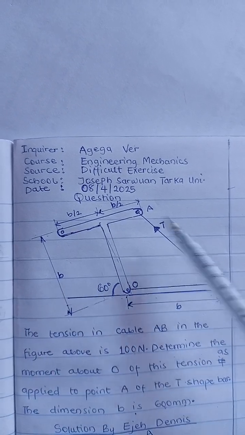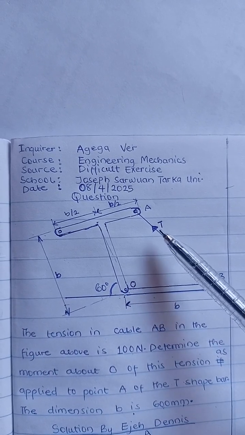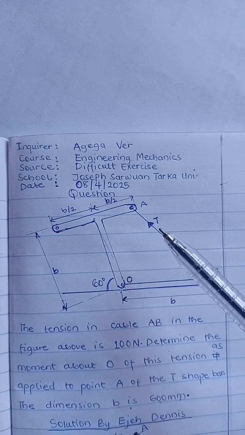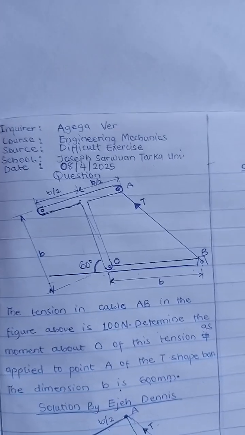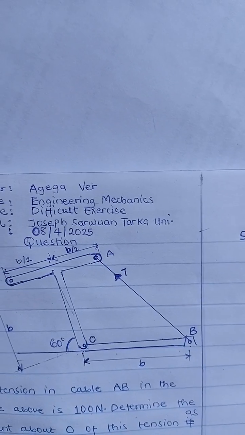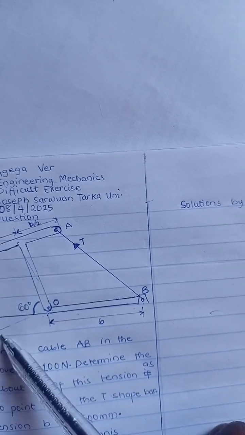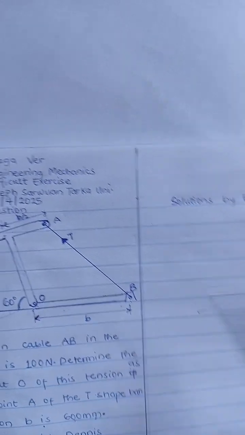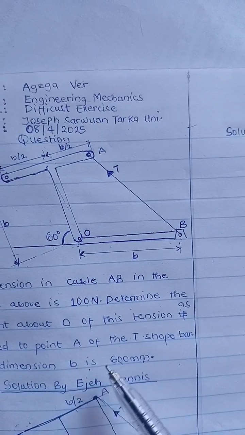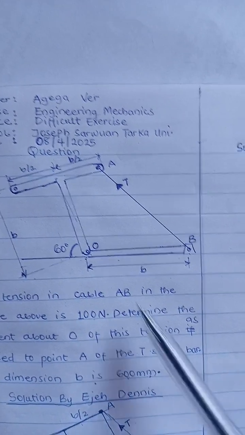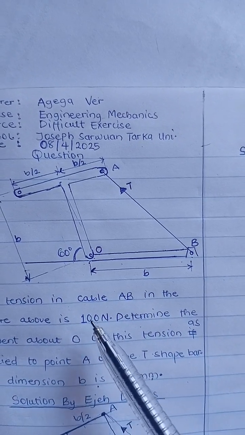So this is a T-shaped bar. We have to find the moment of the force T, or the tension T. To do that, quickly we have to draw the free body diagram for this tension, right? Remember the dimension from here to here is B over 2, from here to here is B over 2, from here to here is B, and from here to here is B. The value of B was given to be 600 millimeter, and the value of this tension is given to be 100 Newton. So we'll quickly draw the free body diagram for this bar.